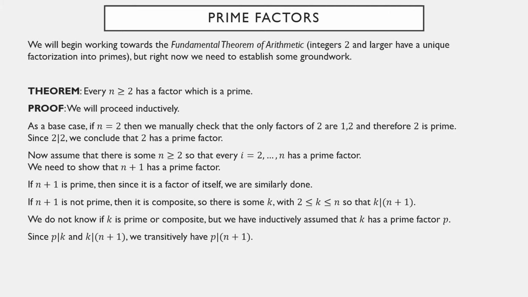N plus 1 is either prime or composite. Either way, it has a prime factor. And we've completed the inductive proof. Every number 2 or larger has at least one prime factor. This is our first step towards the fundamental theorem of arithmetic.